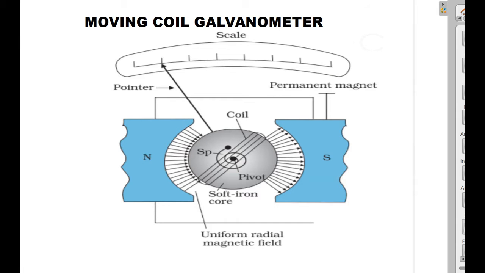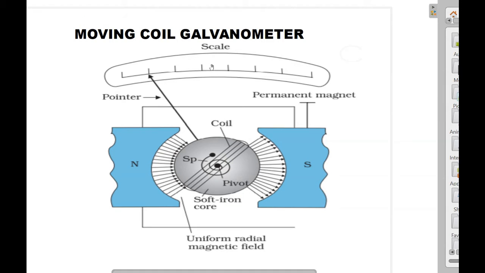Moving coil galvanometer. It is a device used to check whether there is any current in a circuit. A sketch of the moving coil galvanometer is shown on the screen. It consists of a rectangular enameled copper coil wound over a cylindrical soft iron core.